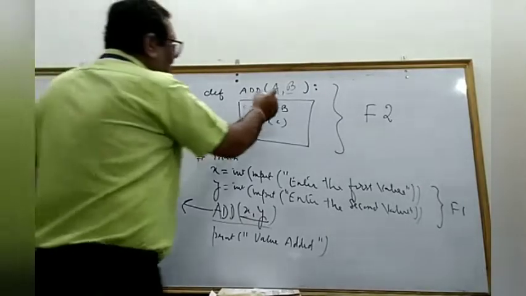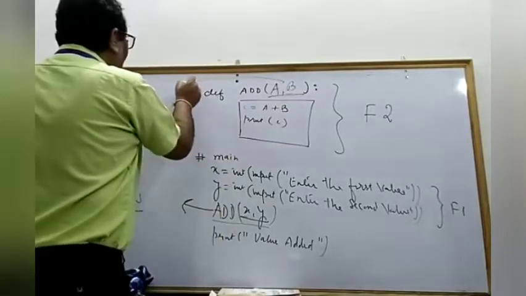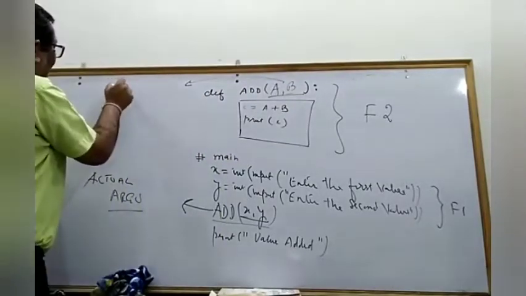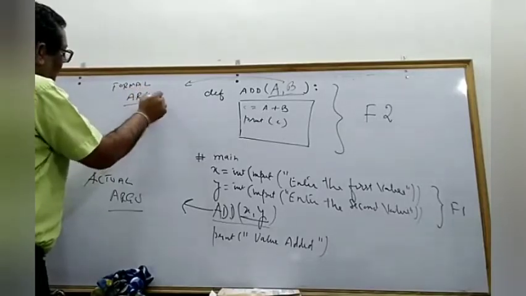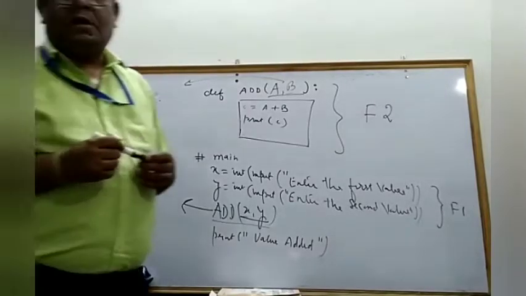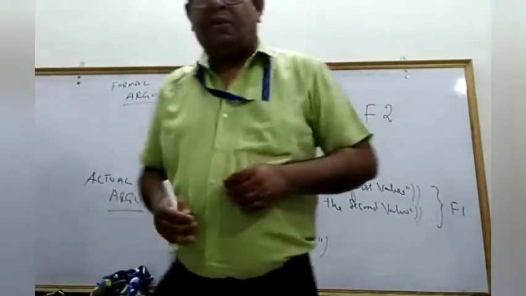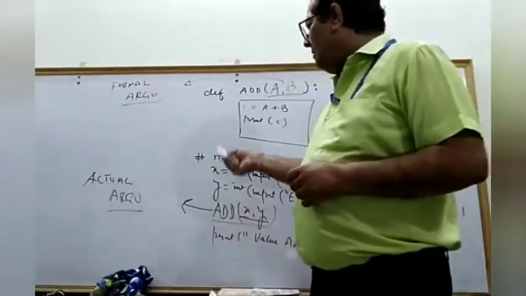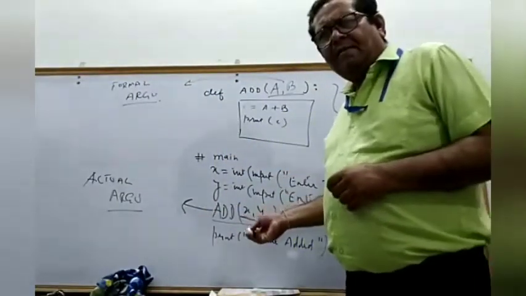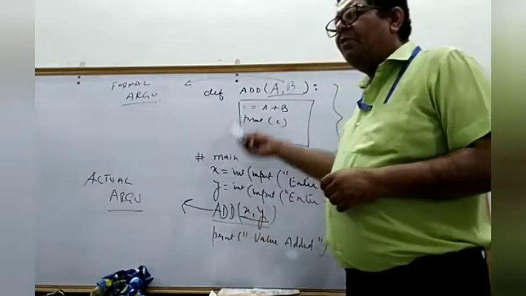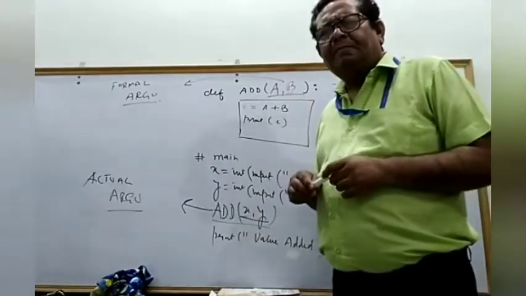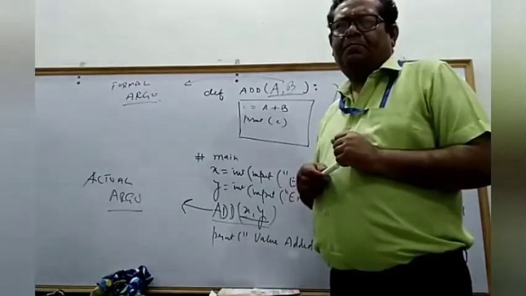And the arguments a and b, which are used while defining the function, are called formal arguments. Now you have got the types of arguments, children. What is an actual argument and what is a formal argument? Actual arguments are those which are used while calling a function, and formal arguments are those which are used while defining a function.